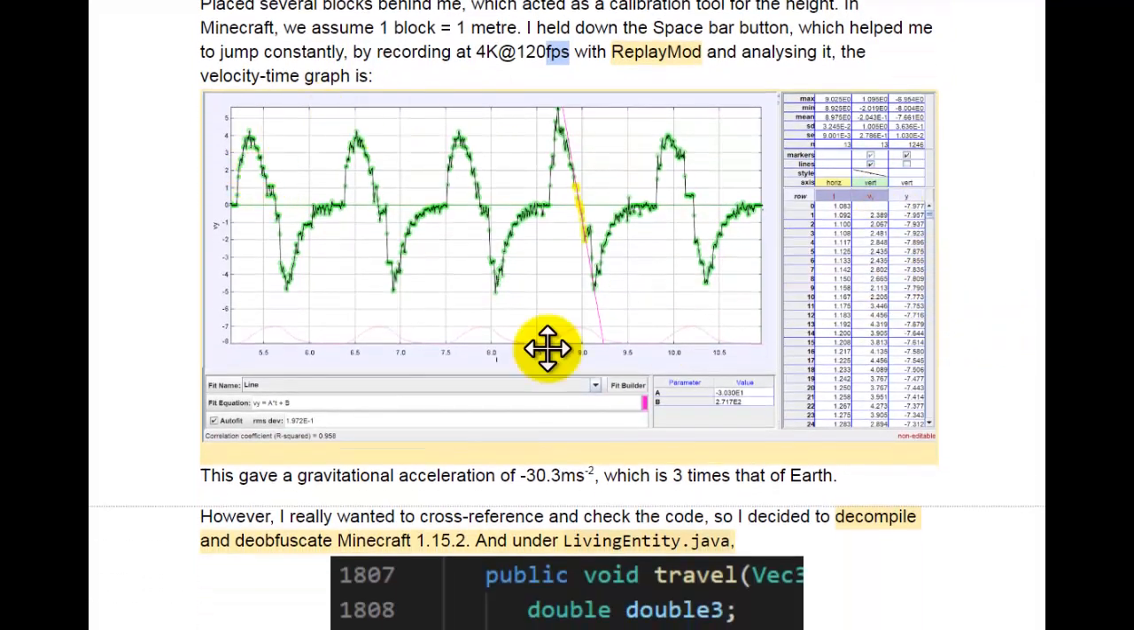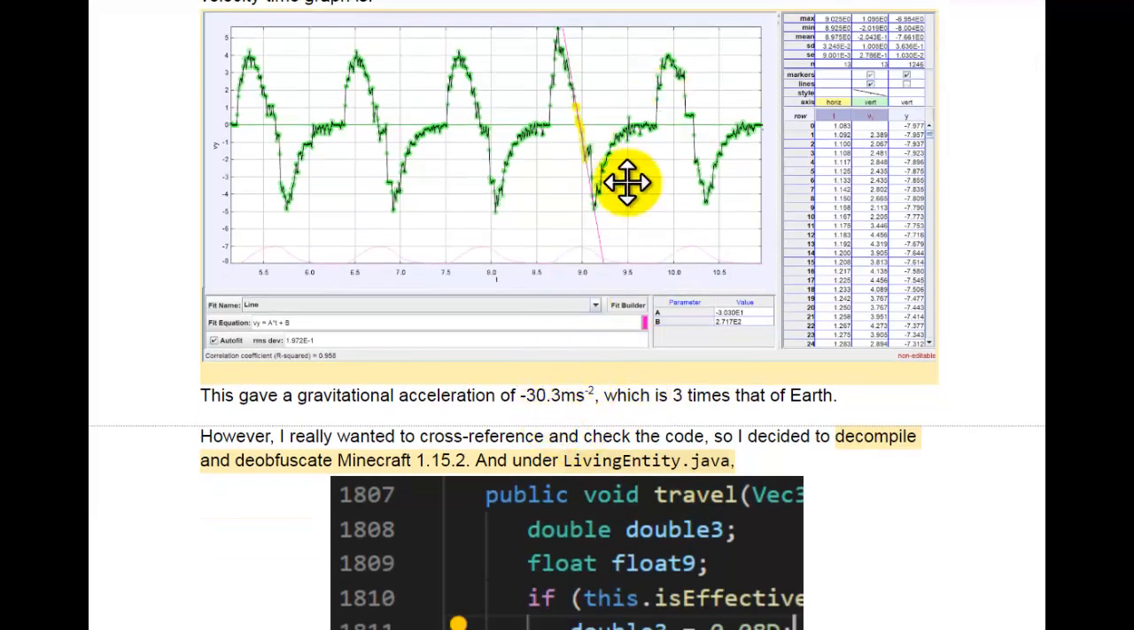and this is his graph eventually, also a v-t graph as you can find. So you would like to choose the part where it's relevant. Obviously, this is a part where I think the character is jumping instead of falling down. So this is a point where the character is actually falling down, and he found the value using the scale, and that is negative 30.3 meter per second squared, which is around 3 times that of the Earth.